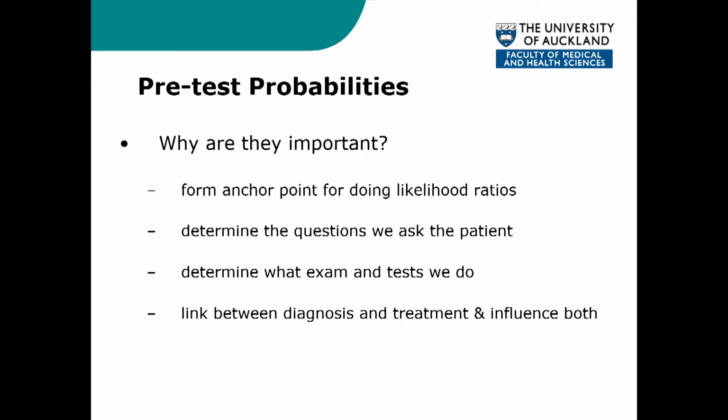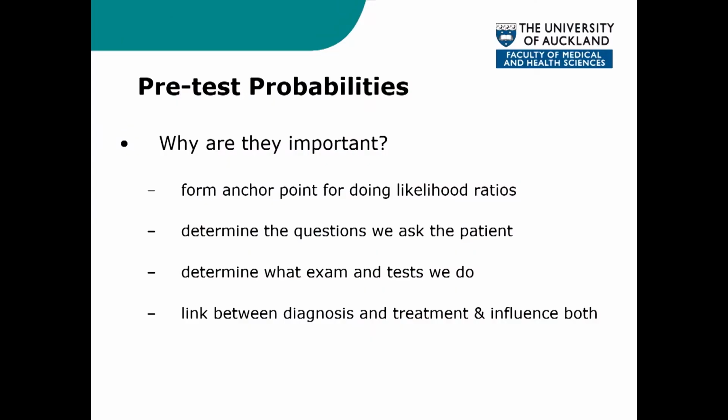So why are they important? Well, they form an anchor point for doing likelihood ratios, and they determine the questions we ask the patient. If there's a high likelihood of something, we're going to start asking questions around that until we get enough no answers to go on to something else. They determine what exam and tests we do. So if there's a high pre-test probability of something, then we will examine that organ system and then order appropriate tests. And then there's also understanding the link between the pre-test probabilities, link diagnosis and treatment, and influence both.